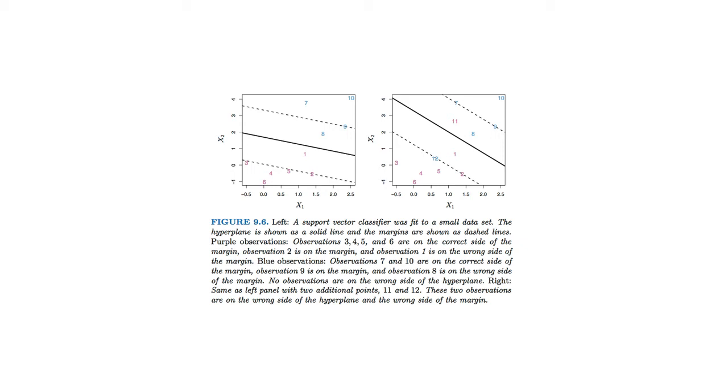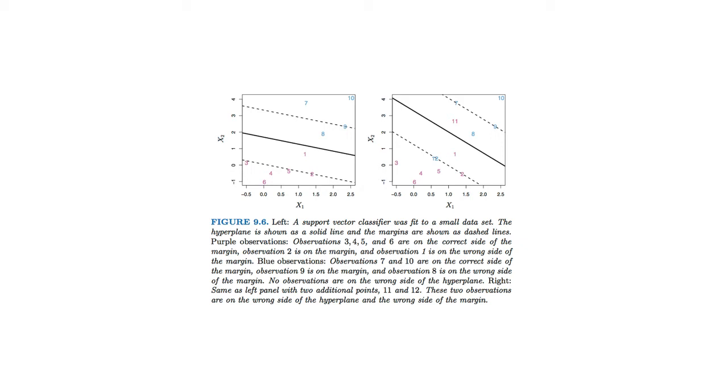According to our textbook, a way to solve this problem is to find a method that gives greater robustness to individual observations, so it doesn't fluctuate wildly when one observation near the boundary is introduced, and that gives better classification of most of the training observations. And the result is a soft margin classifier called the support vector classifier. And here are a couple of examples of it.